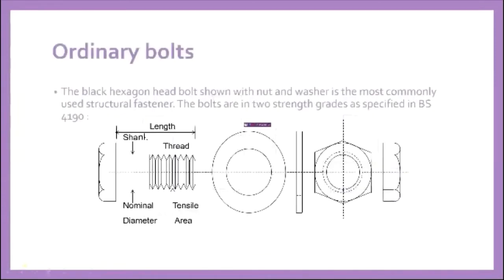The ordinary bolt, the black hexagon head bolt shown with nut and washer, is the most commonly used structural fastener. The bolts are graded by strength as specified in BS 4190. This area we call the shank. This is the thread. The tensile area will be at the thread area. The nominal diameter we look at on the shank. Mostly, when they say the size of the bolt, it is the shank diameter, that is its nominal diameter. The length is from the top of the shank to the end of the thread.